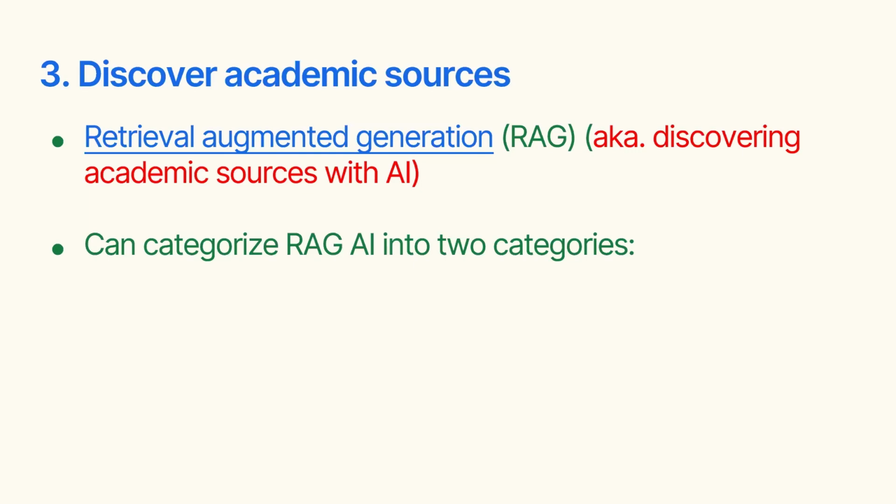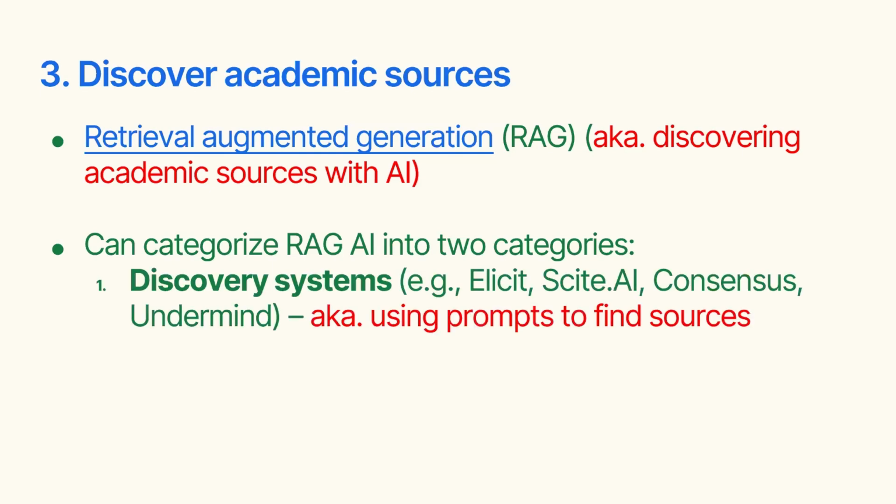And when I think about these RAG AIs, you can think about it in two categories. And I'll show you an example of each one just so you can wrap your head around when to use each of these. There's something called discovery systems. And so these are where you can pop in your research question, and what comes out is some sources and maybe a summary of those sources as well. That's really nice. I'll show you an example of Elicit in a second.